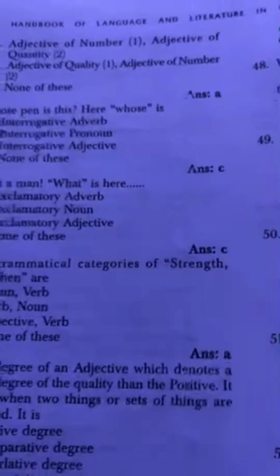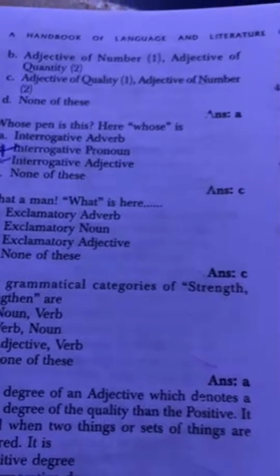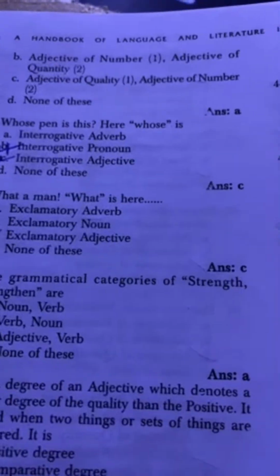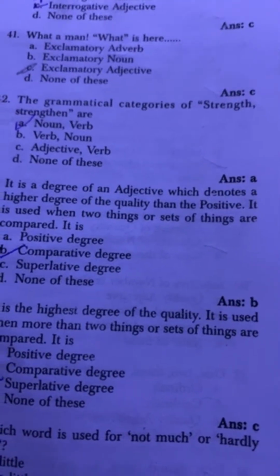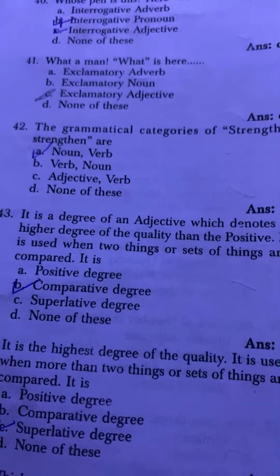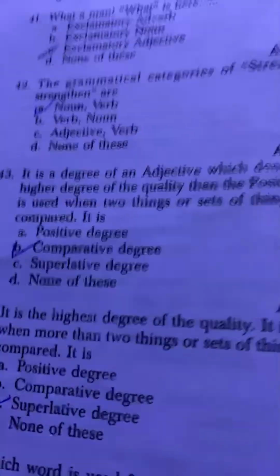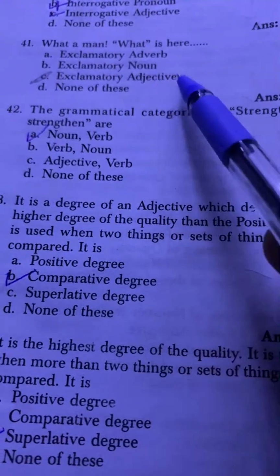Now let's go to the next MCQ for your exam. Whose pen is this? Whose is, what is it? Whose pen is this? Interrogative pronoun. What a man. What is here? It is exclamatory adjective, exclamatory adverb, exclamatory noun, or exclamatory adjective. So here it is exclamatory adjective. What a man. Exclamatory adjective.